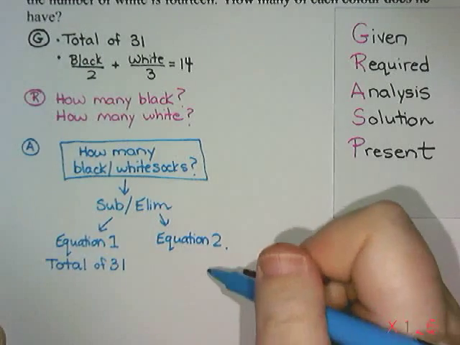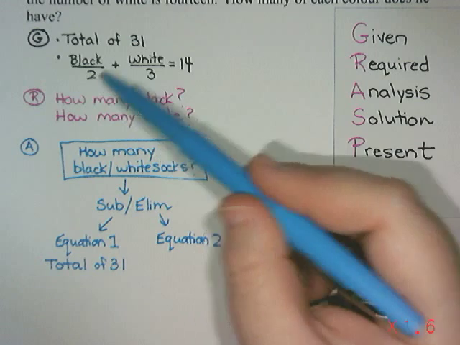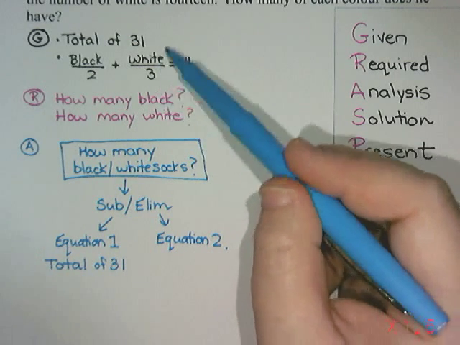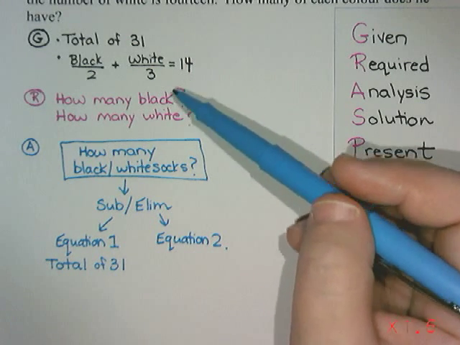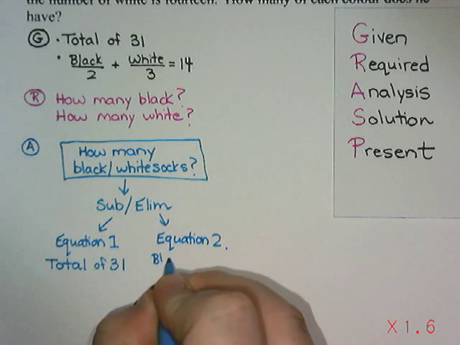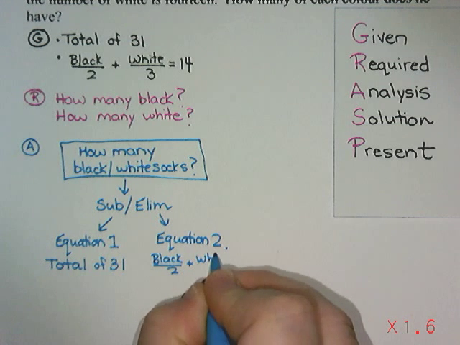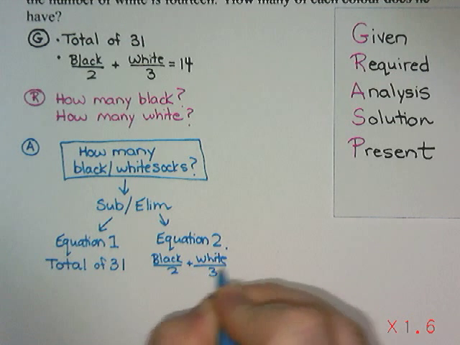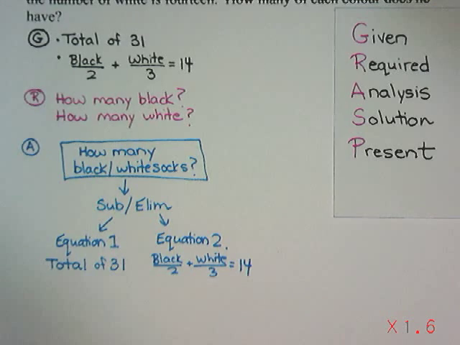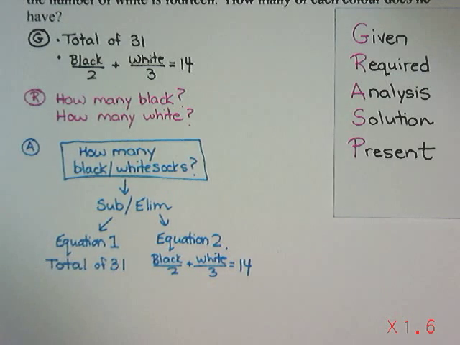Right? And my other equation, I think, is going to come from the fact that half the number of black plus a third the number of white is 14. Right? So if I do black divided by 2 plus white divided by 3 equals 14. Right? So this is just my analysis. It's a little plan to help me figure out what I need to do to solve the question.